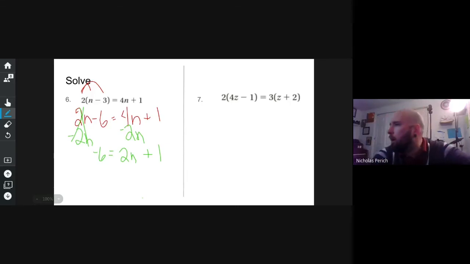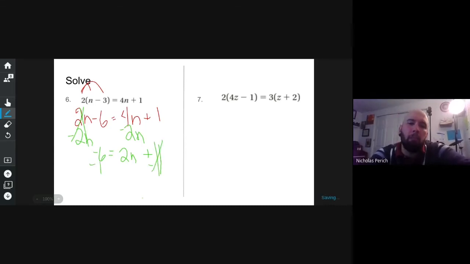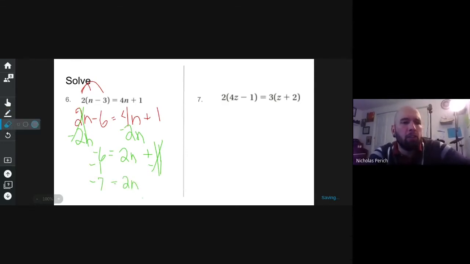Subtract 1. I agree again. Two of my friends said it at the same time. So I have negative 6 minus 1 is negative 7. That equals 2n. We all know what to do next.